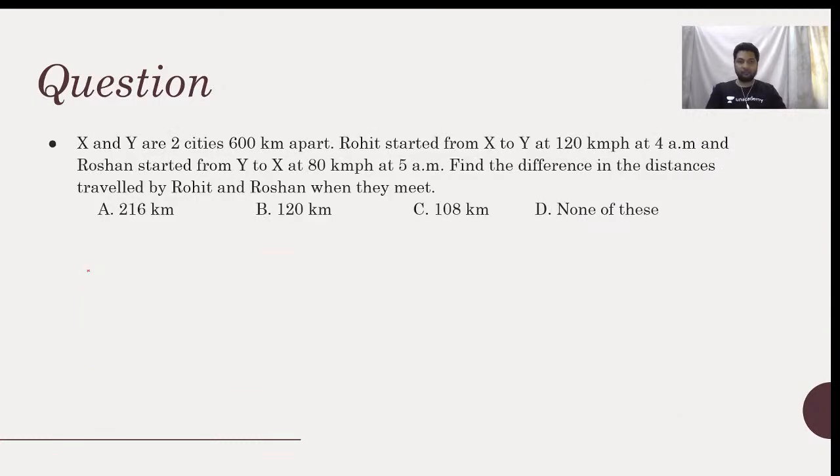Next. Here he says X and Y are two cities 600 kilometers apart. Rohit started from X to Y at 120 kilometers per hour at 4 a.m. and Roshan started from Y to X at 80 kilometers per hour at 5 a.m. Find the difference in the distances traveled by Rohit and Roshan when they meet. Okay, we'll solve that, but before that, I just want to see something.